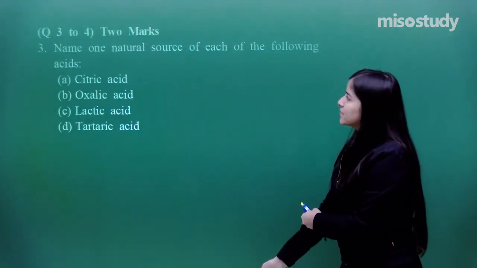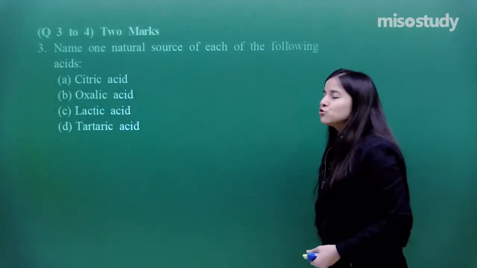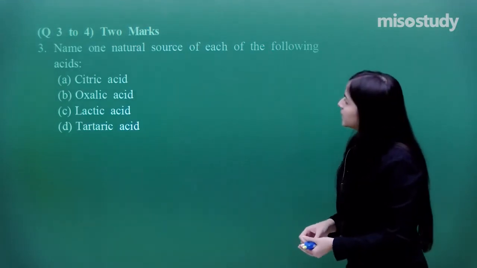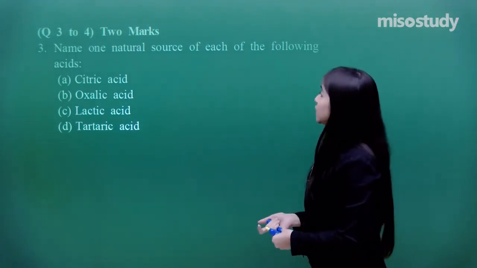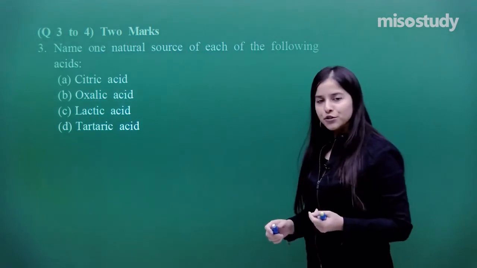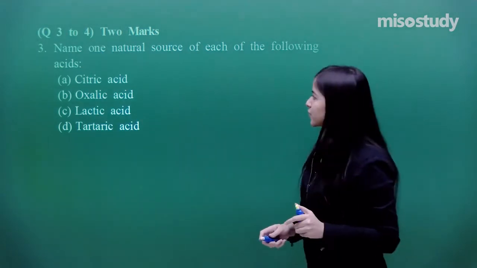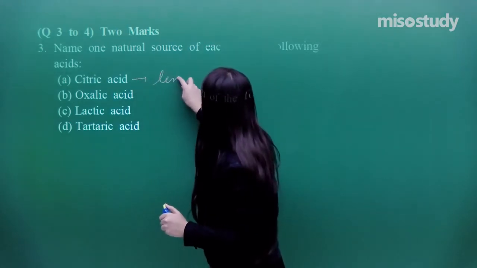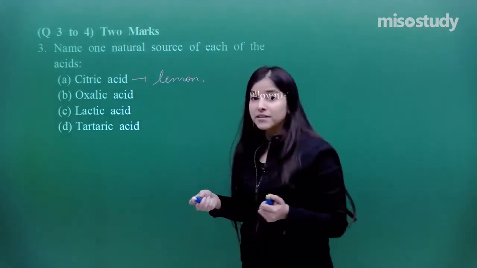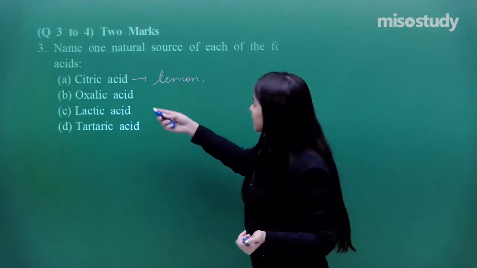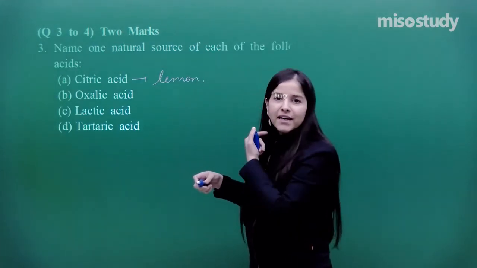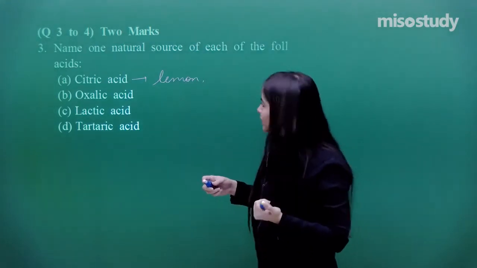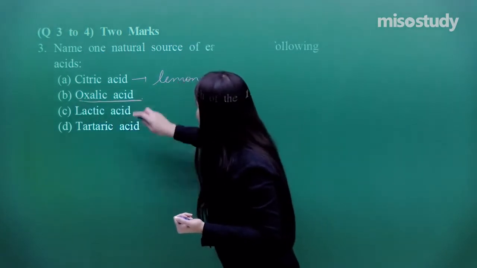Coming on to question number 3, which is a 2 mark question. Name one natural source of each of the following acids. You should have the correct knowledge for it. Citric acid, very easy, it is present in the lemon, maybe also in oranges. Now oxalic acid, where is it present? Just think about it.